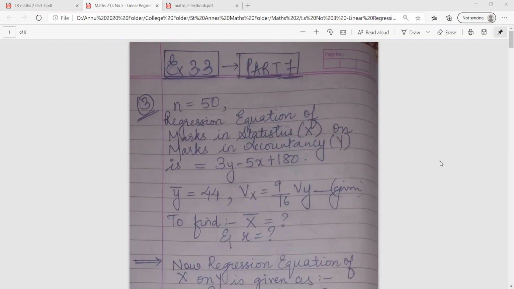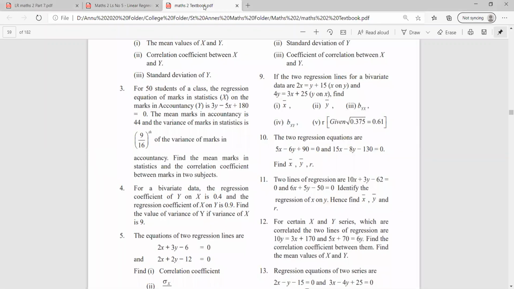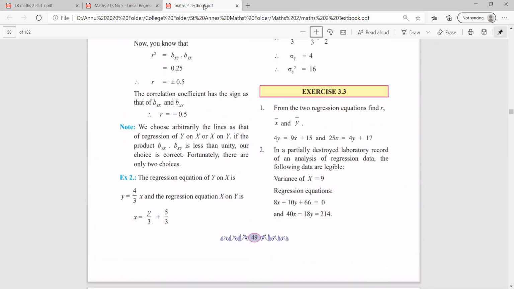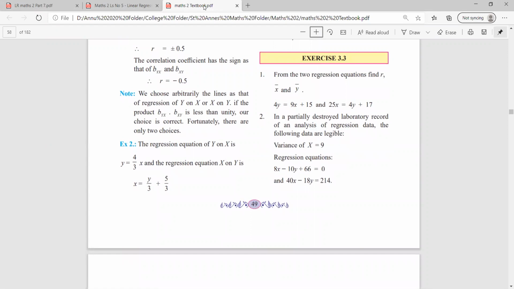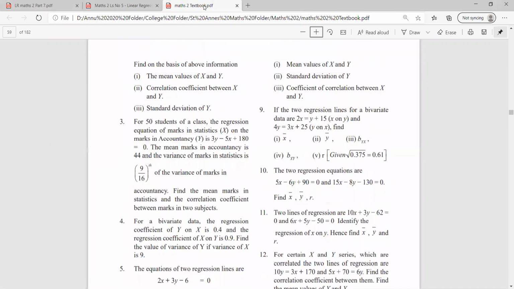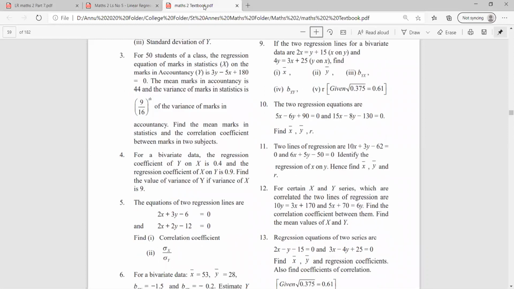So as you all know, we have already started with lesson number 3 of our Maths 2 syllabus, that is linear regression. And we have finished 2 exercises and half of exercise 3.3, which we started. So class, we are continuing and ending with exercise 3.3 today. So let's move on to sum number 3.